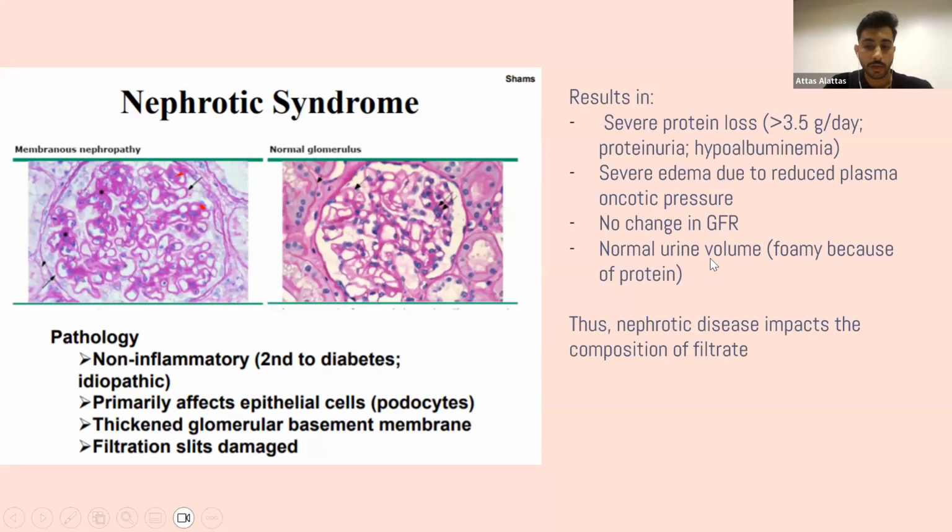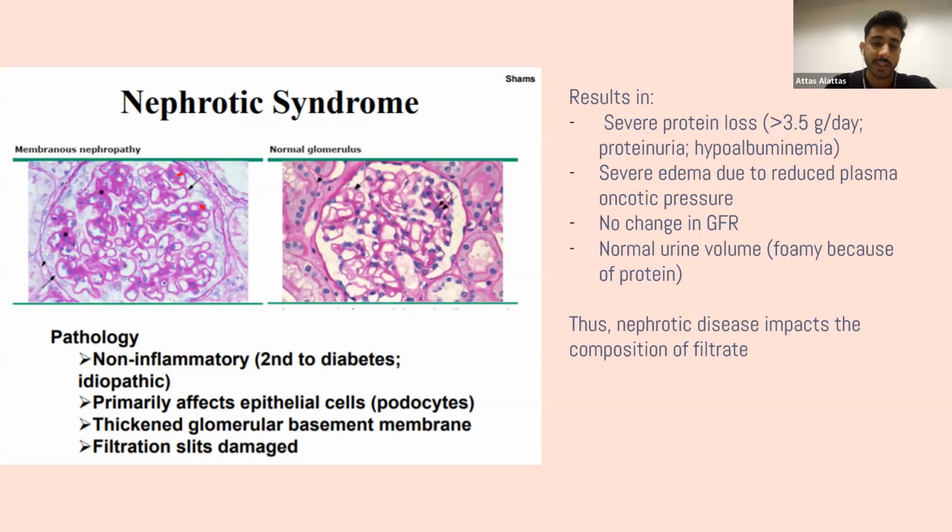Why is there a normal urine volume? Because there's no inflammation. Because the injury is in the podocyte, there will be protein loss. Because there's protein loss, there will be edema. And because nephrotic syndrome is a non-inflammatory disease, there will be no change in GFR, and the urine volume will be normal.